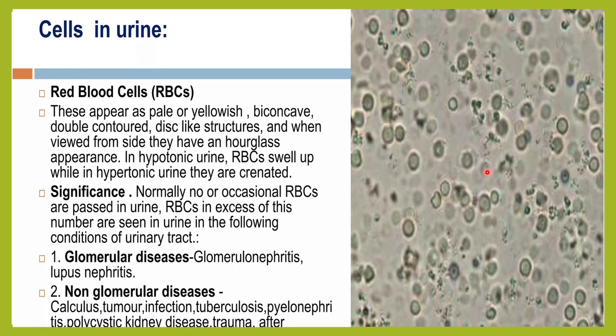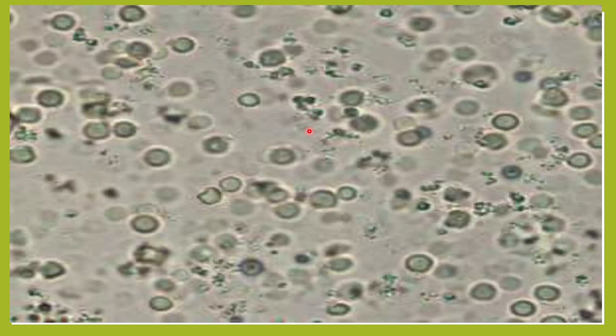Usually up to 3 RBCs per high power field we take as normal, but if you are getting more RBCs, then you should suspect whether there could be a glomerular disease, especially glomerulonephritis, lupus nephritis. Sometimes in non-glomerular diseases also, like a stone or pyelonephritis or polycystic kidney, a trauma, an infection, at that time also you can see RBCs in the urine. So these are the RBCs. Some of them have become crenated, so you can see the clear morphology of the RBCs.